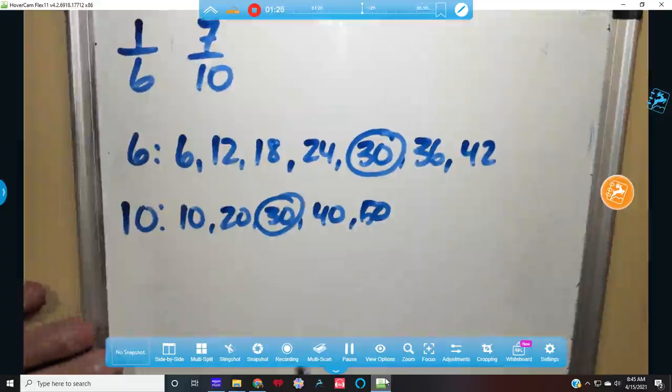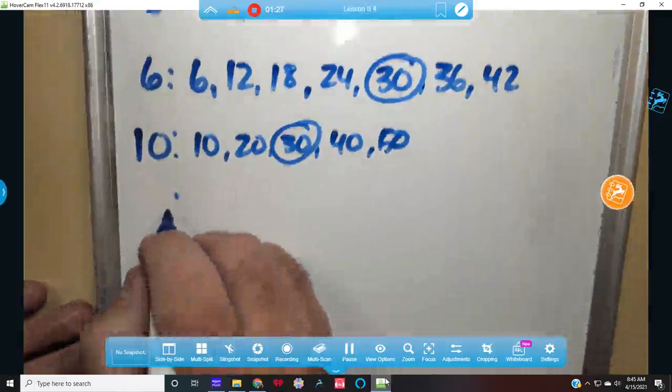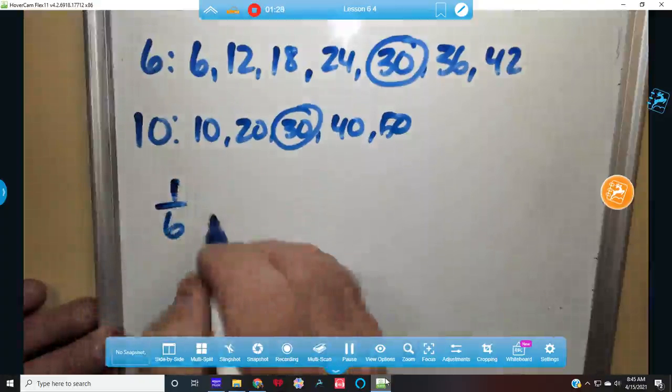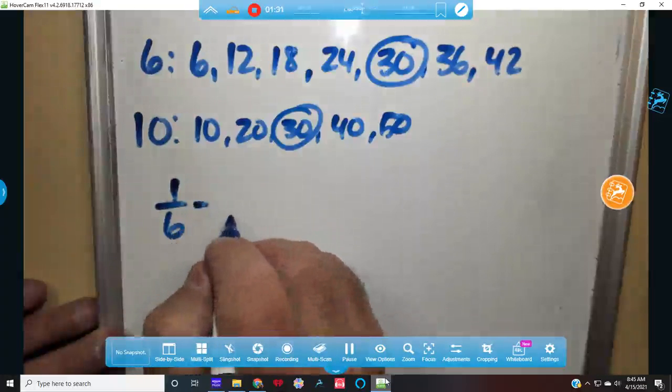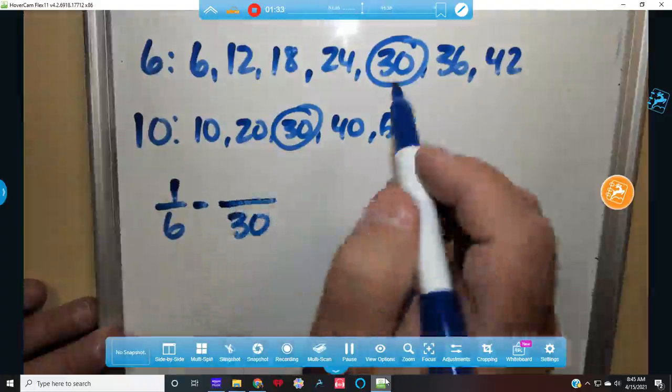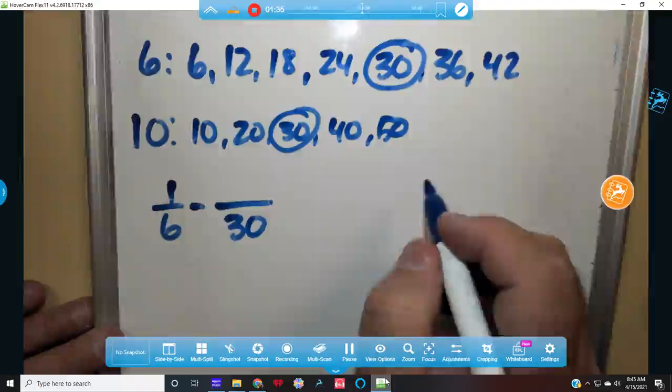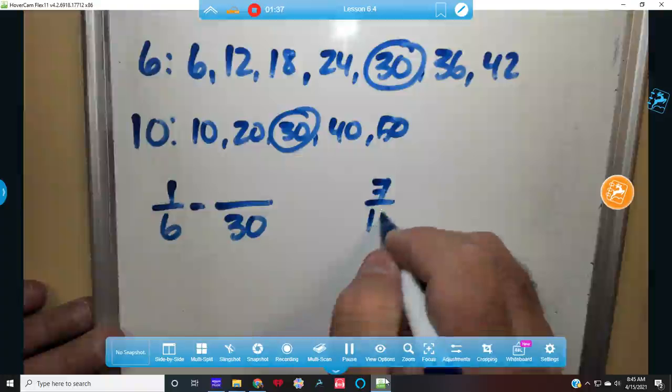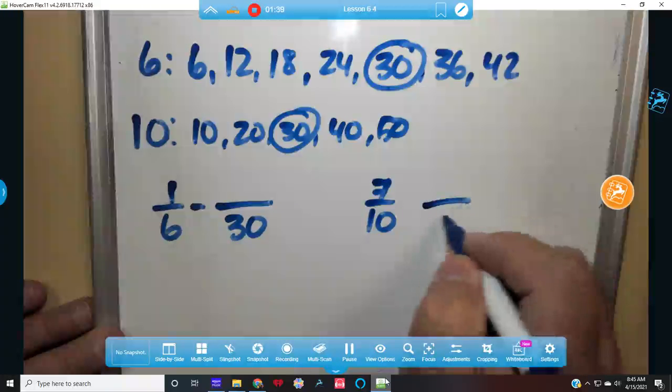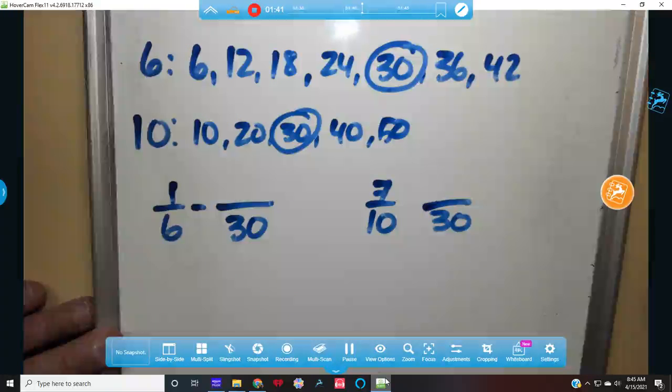So now what we need to do is we need to come down, and we're going to rewrite our 1/6, and we're going to just put a 30 right here because that's our least common multiple. We're going to do the same with 7/10. Okay, I'm going to put a 30 right there. Okay, so now what I'm doing is I need to figure out how I got to 30 from 6. Pardon that, it sounds like they're drilling something downstairs.